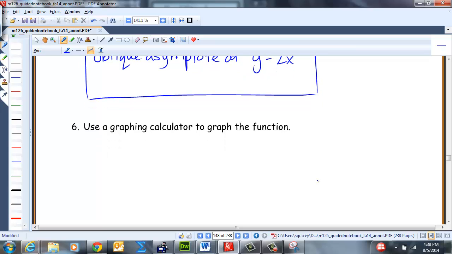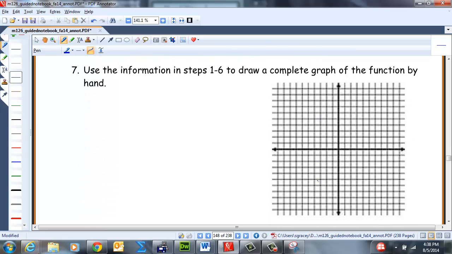Okay, so again, we'll use our graphing calculator just to check. So let's see what we have here. We had our vertical asymptote at x equal to 0. We have an oblique asymptote at the line y equals 2x. So we'll dash in our oblique asymptote.